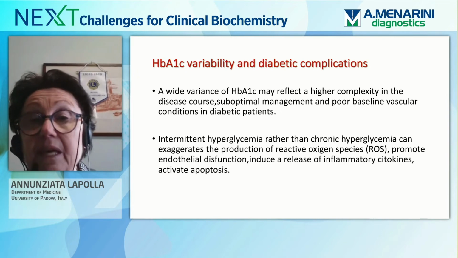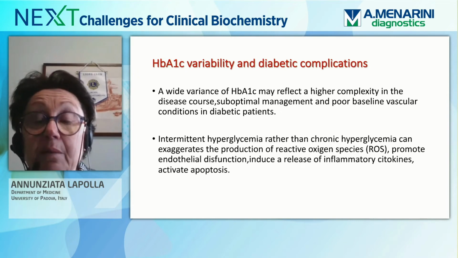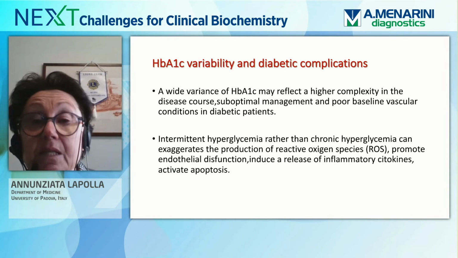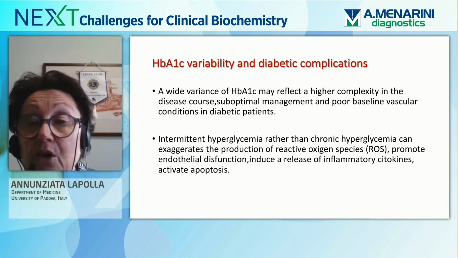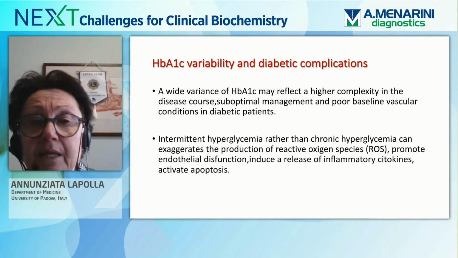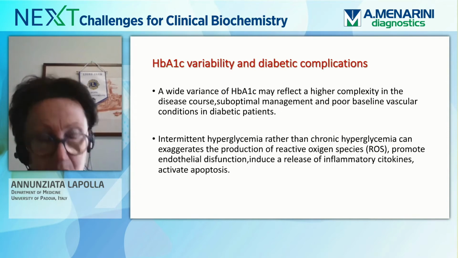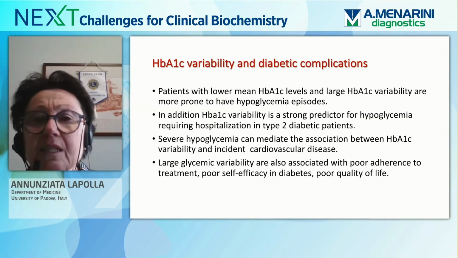Another important thing is the HbA1c variability. Intermittent hyperglycemia, rather than chronic hyperglycemia, can determine an increase in the production of reactive oxygen species, promote endothelial dysfunction, induce a release of inflammatory cytokines, and activate apoptosis. And this has been demonstrated by a lot of studies.